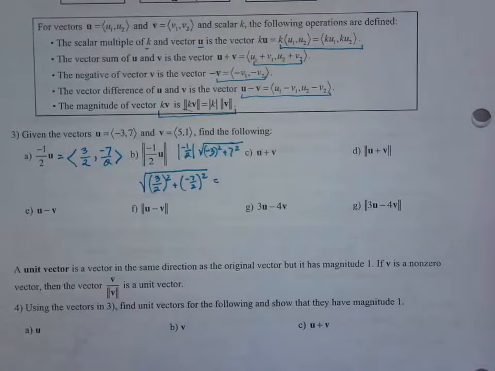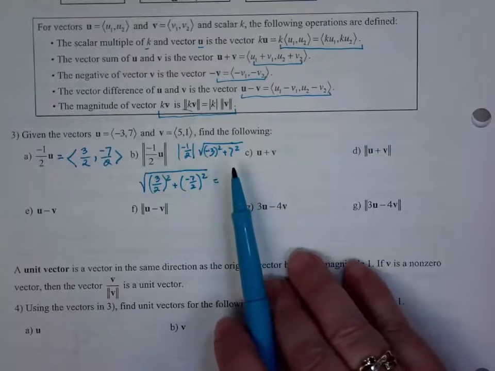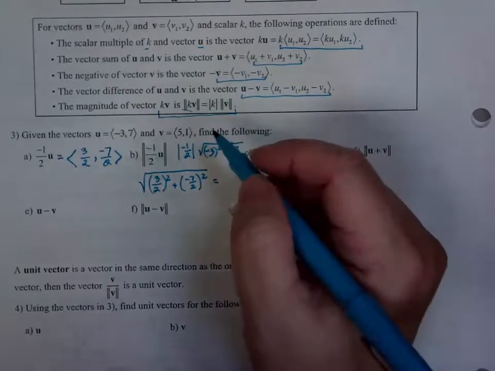So let's just do it the top way. What's 3 squared? 9. 7 squared. 49. Add them together. 58. Does it come out even? Square root of 58, does it break down at all? 2 times 29. No, it doesn't. 2 and 29 are both prime.